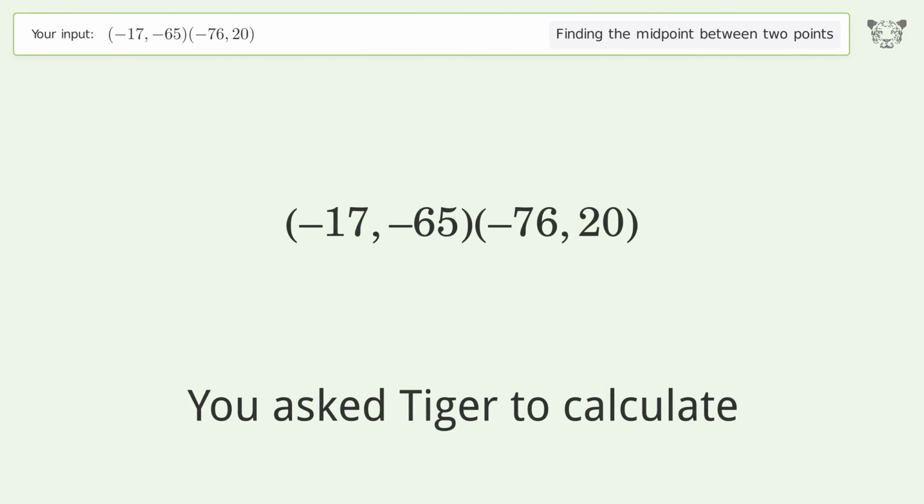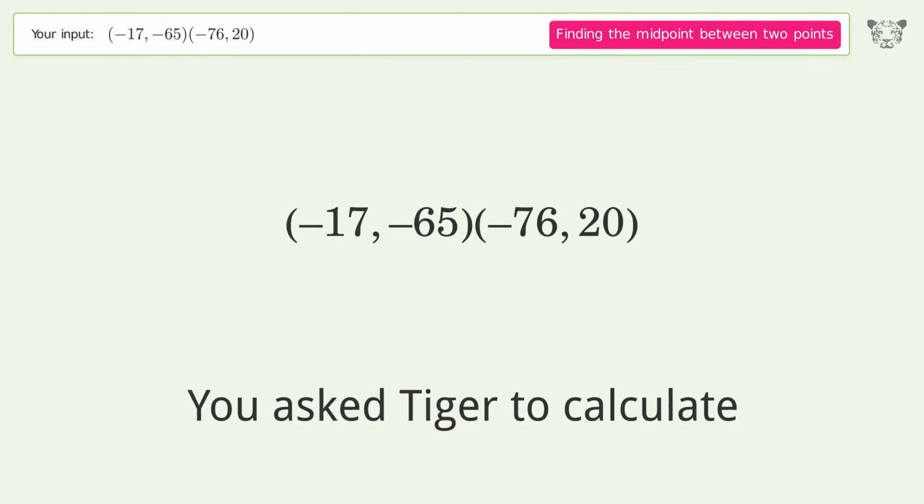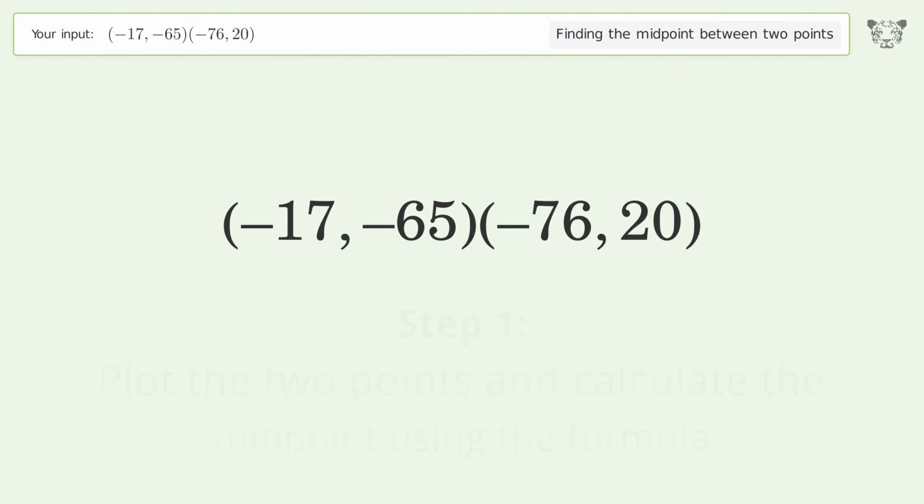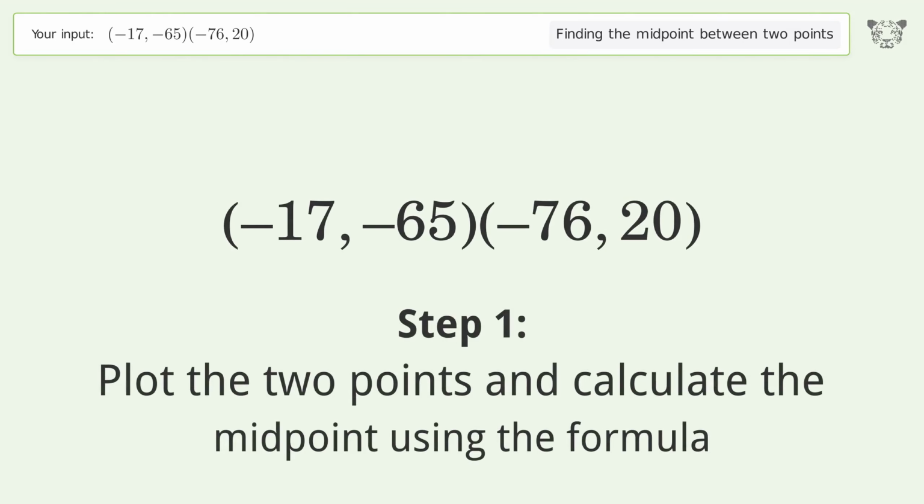You ask Tiger to calculate. This deals with finding the midpoint between 2 points. The midpoint between the 2 points is -46.5, -22.5. Let's solve it step by step. Plot the 2 points and calculate the midpoint using the formula.